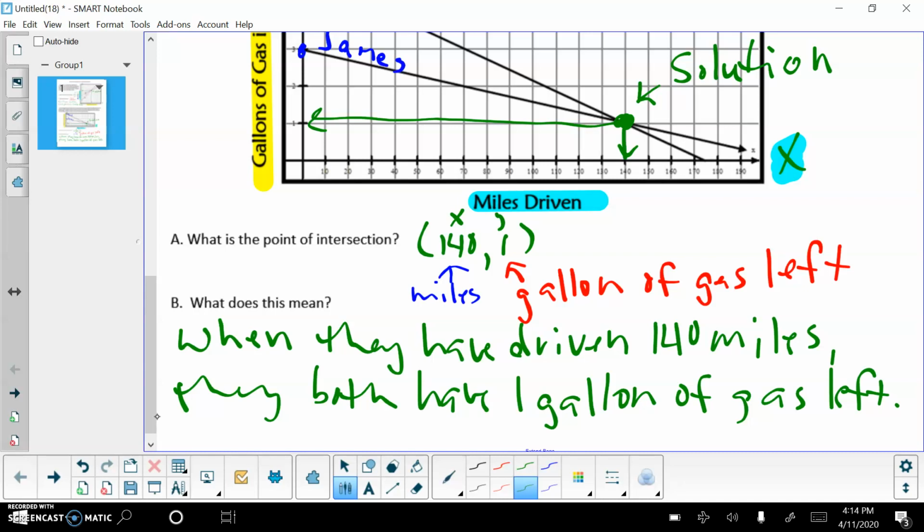So the key to this is not only being able to pick out the solution, but use what your x and your y axis labels are so that you can tell what those numbers are actually referring to. Like 140 was miles and 1 was gallons of gas left.